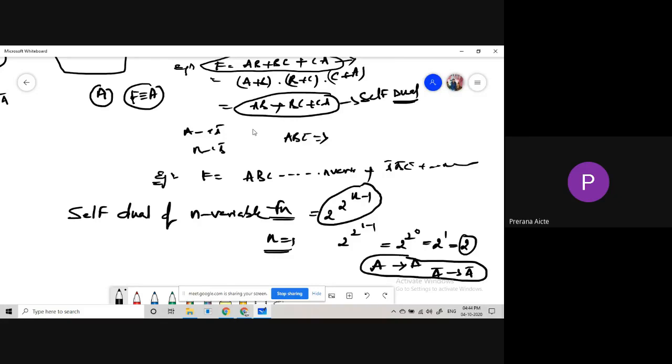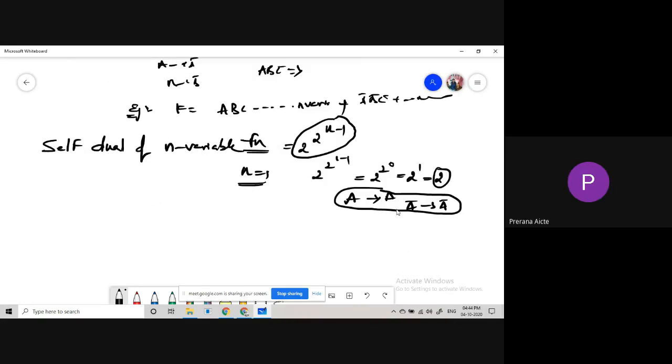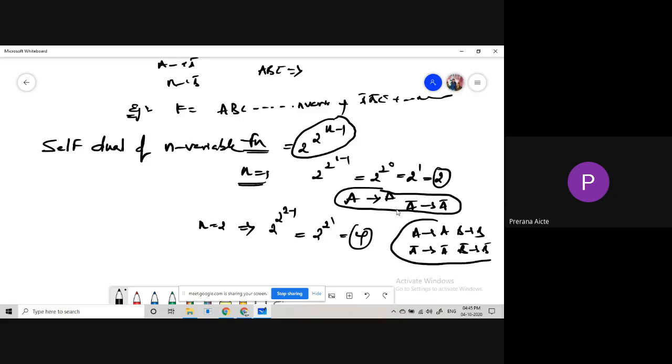Is it okay? Yes, sir. If I'm taking a, what is the dual of a? A only. For a bar? A bar. So these two are formed. If you are using n equal to 2, what are we getting? 2 power 2 minus 1, 2 power 1, so simply 4. So a becomes a only, a bar becomes a bar only, b becomes b, and b bar becomes b bar. So these four are the possibilities.